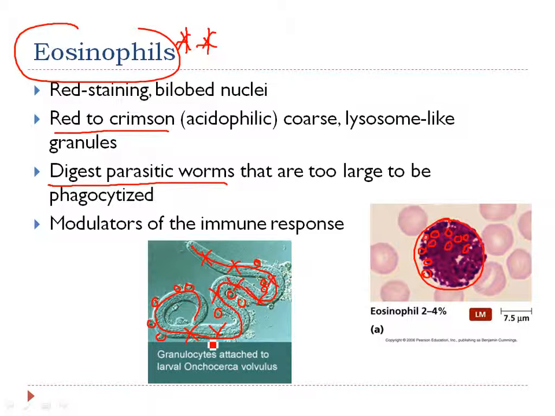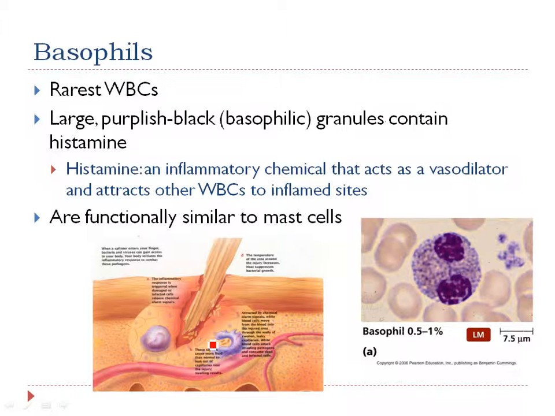They also play roles in allergies. They also play roles in helping to ensure that your immune response does not get out of control. And we'll talk more about the immune system a little bit later in this unit. The third type of granulocyte is called a basophil. This is actually your rarest white blood cell.